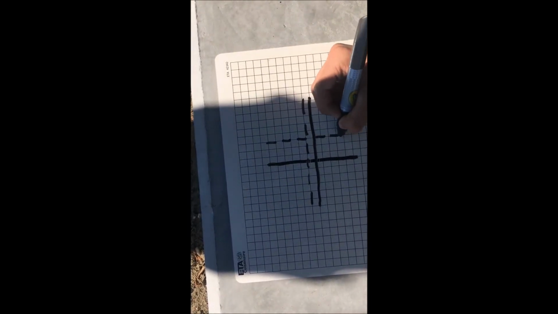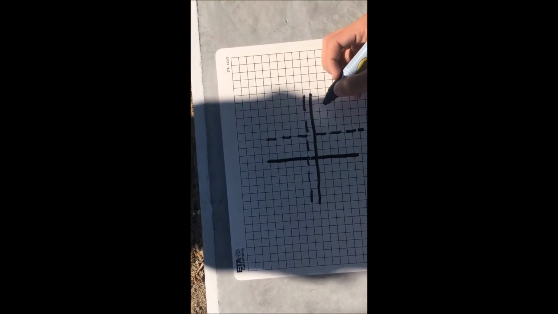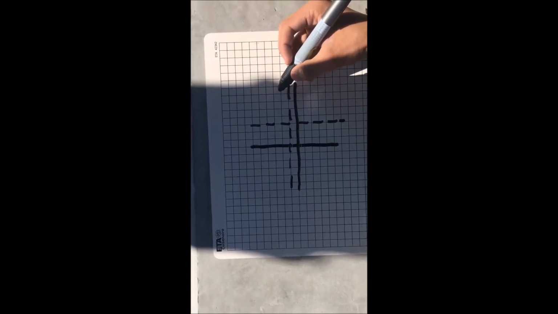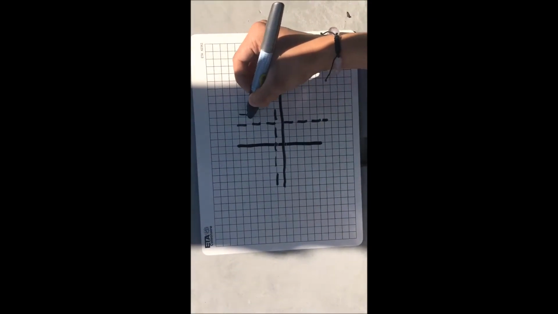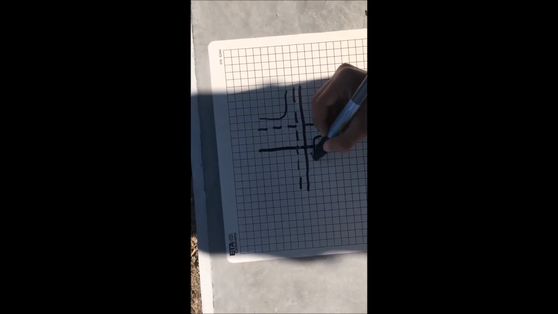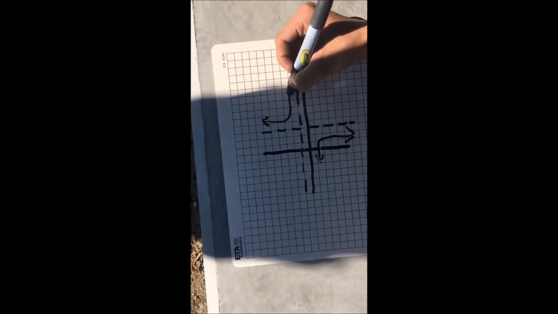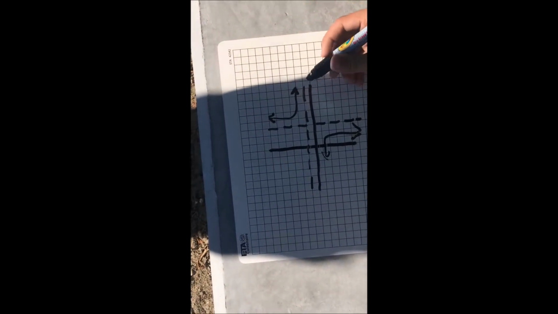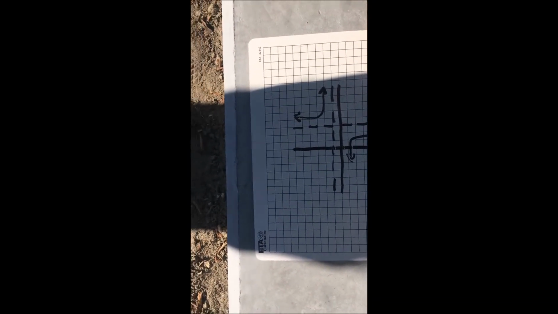And then since the equation is a positive equation, it's going to go downwards and then like that, so that the lines will go as close to the horizontal asymptote as possible without touching them. And there you go. There's your graph. I love math.